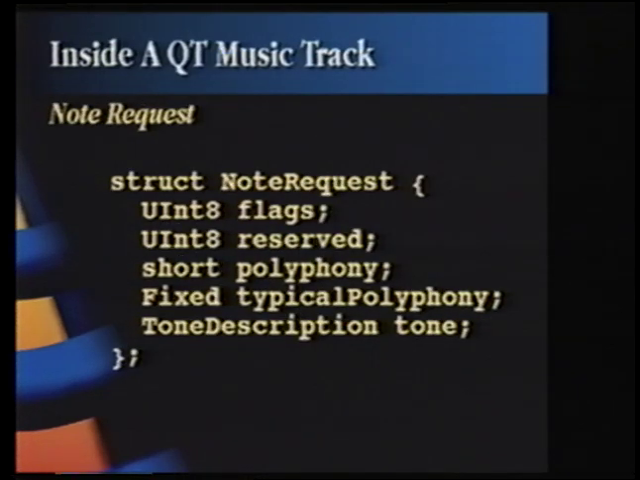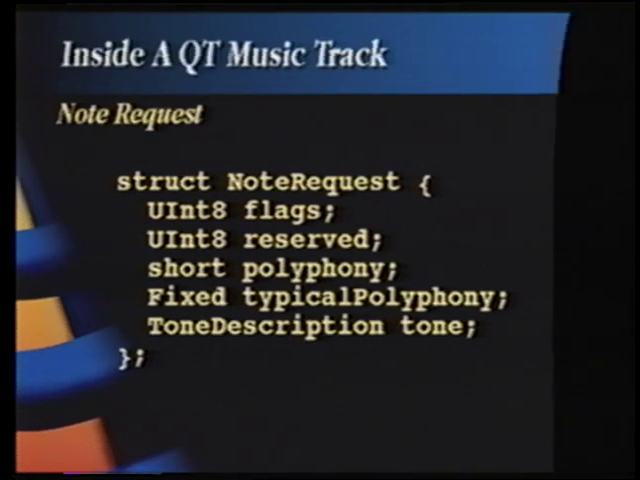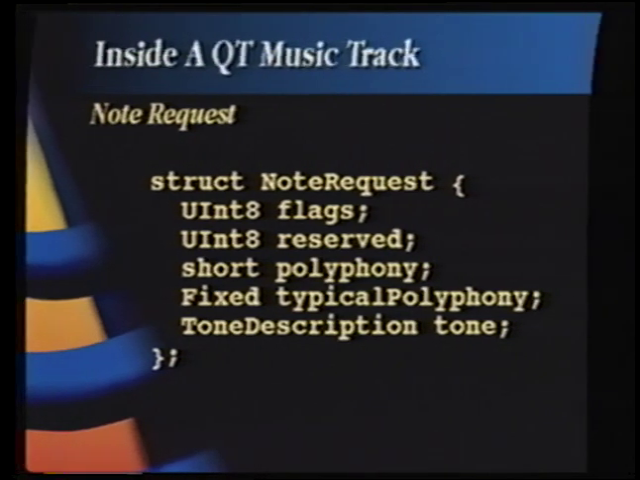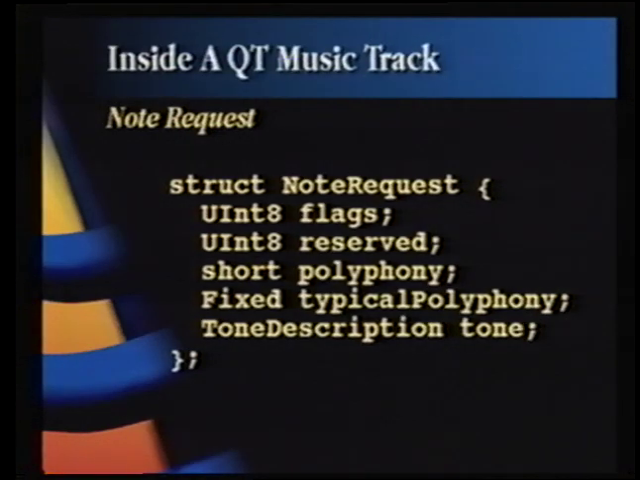The note request structure looks like this. It describes the polyphony of the note request, which is just the number of notes that you'll be playing simultaneously, so that it can allocate enough voices and make sure you're not going to run out of notes. It also has a typical polyphony, which is sort of the average number of notes playing. And this is used for volume scaling on the software synthesizer. You might have a maximum polyphony of 4 or 5, but a typical polyphony of 1 or 2, say 1.5.